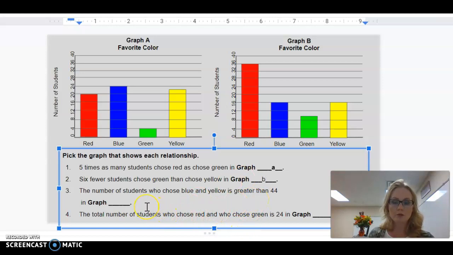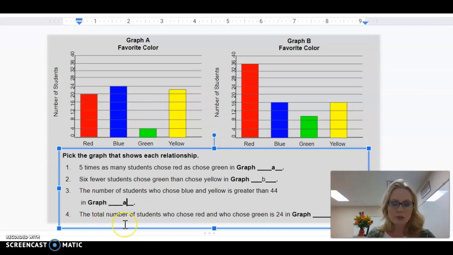The number of students who choose blue and yellow is greater than 44 in graph. Okay, so let's see, 24 and 22, that is 46. Let's look over here, 16 and 16 is 32, so it would be graph A.